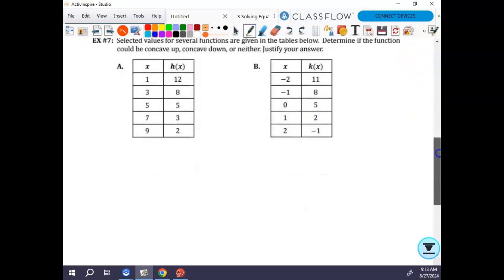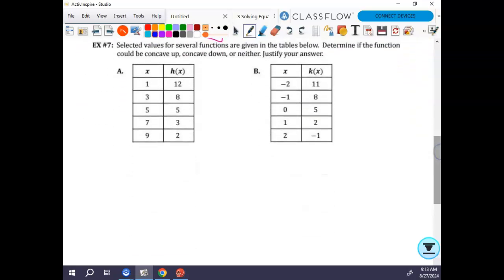All right, so let's look at example 7. It says selected values for several functions are given in the tables below. Determine if the function could be concave up, concave down, or neither, and justify your answer. So we're not doing that by looking at a graph right now. We have a table, which means that we need to find the rates of change.